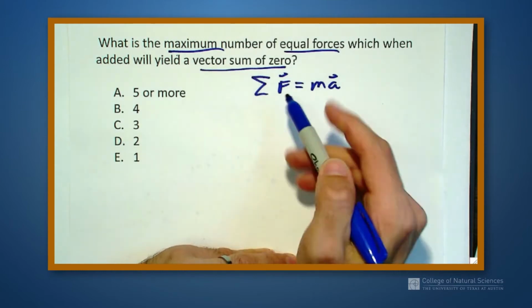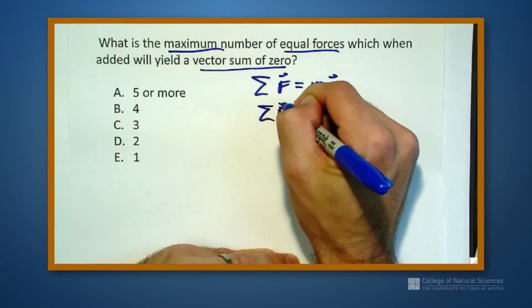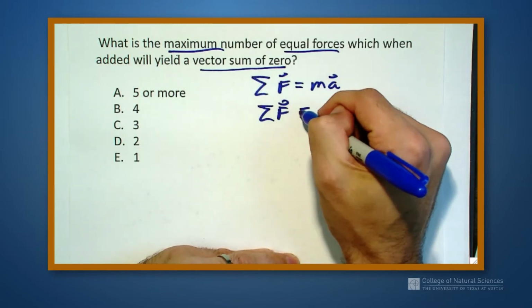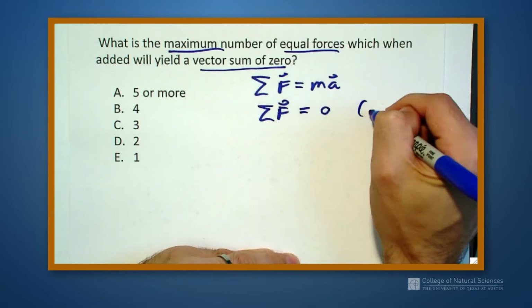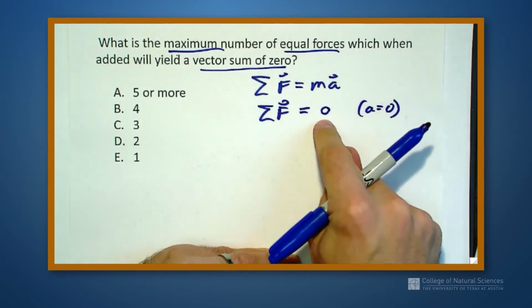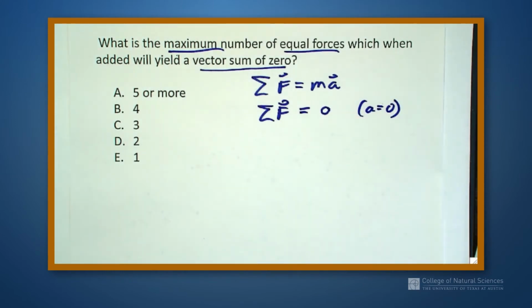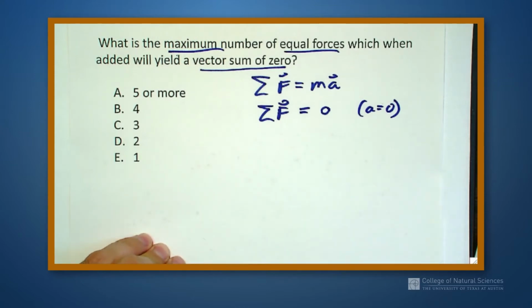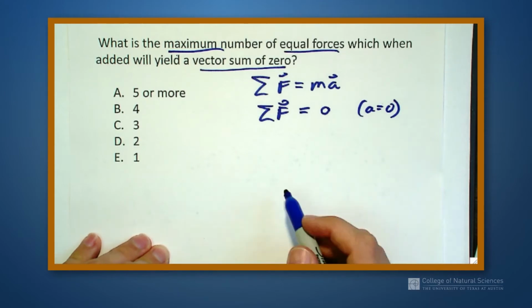If the vector sum of our forces, our sigma F, adding up all of our forces, gives us 0, then we know that we have acceleration equal to 0. So this is actually a pretty standard case. If we want something to have no acceleration, then we want all of our forces to add up to 0. The question now asks, how many can we do?